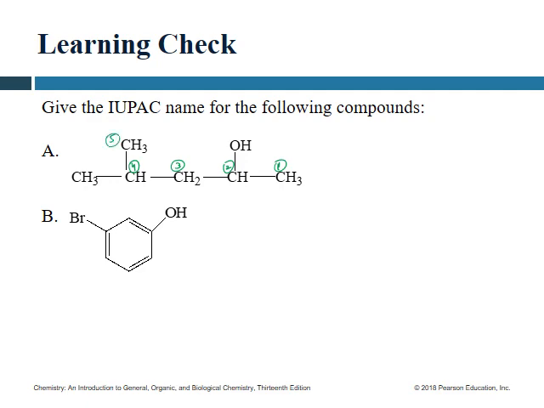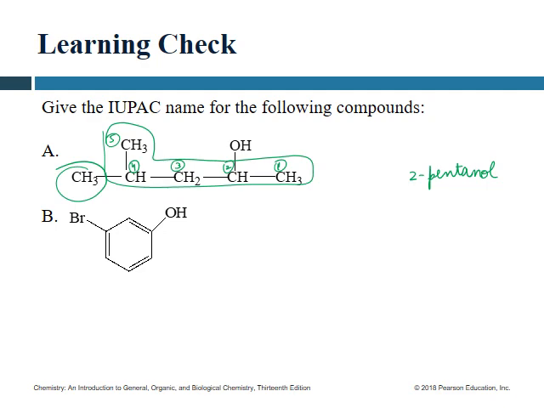Okay. So what is my longest chain? My longest chain is 5 carbons, which means it is pentane. But instead of E, this is going to be OL, because it has a hydroxy group. And where is the OH located? Carbon 2. So this is 2-pentanol. And now we name the substituent. If this is my long chain, this is my substituent, which is again methyl. Where is it located? Carbon number 4. So this is 4-methyl. So it would be 4-methyl-2-pentanol.